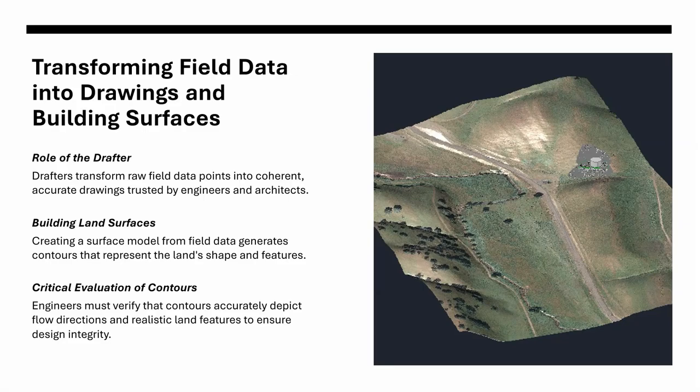When you build a surface in Civil 3D from field data, you're creating more than just lines on a page. You're creating a model of the land itself. And from this model, contours are generated, and those contours are the language of the ground. Engineers read them to design drainage, grading, and foundations. If the surface is wrong, every design decision that follows will be compromised. This is why you must think critically about the surface. Do the contours make sense? Do they show water flowing downhill? Or have you accidentally created impossible flow directions?